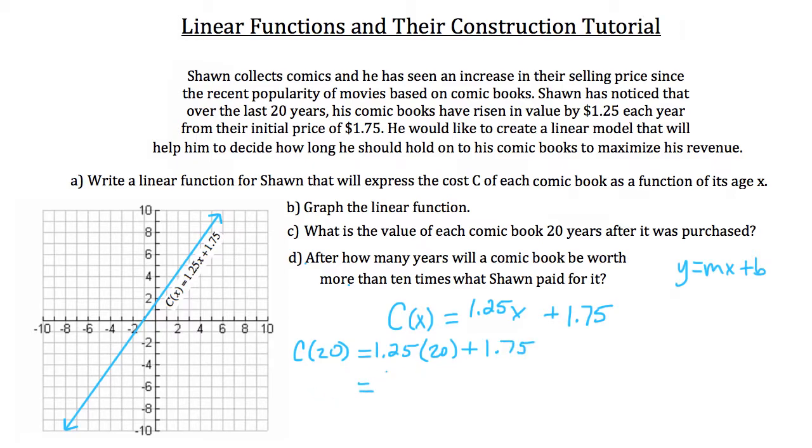Alright, so 1.25 times 20, you can do that by 1.25 times 10, so just move your decimal over 1 to 12.50, and then double that to make it 20. So 12.50 times 2 is $25. Then we'll add our $1.75 to $25, and that brings us to $26.75. That's going to be the cost of a comic book after 20 years.